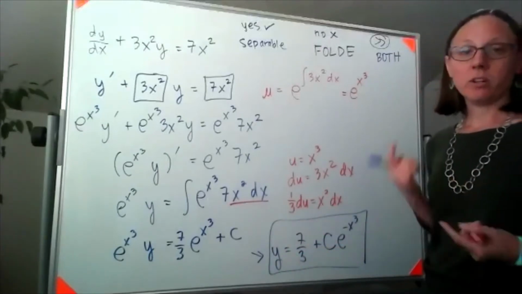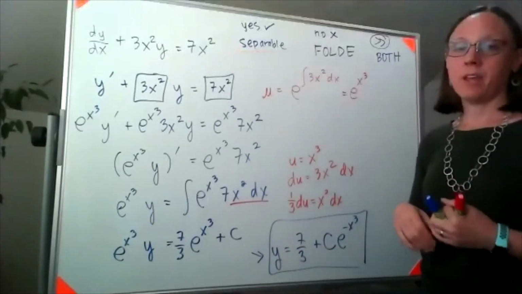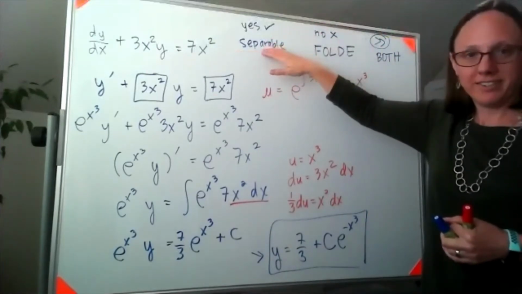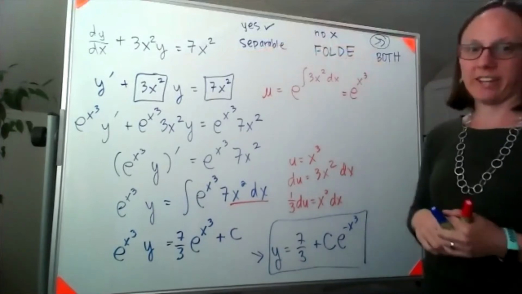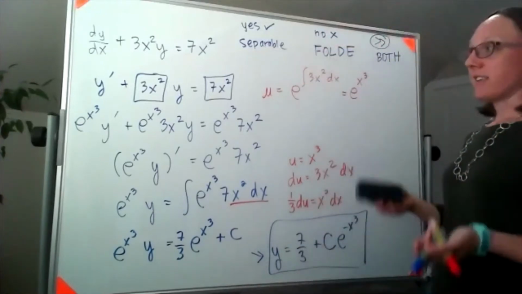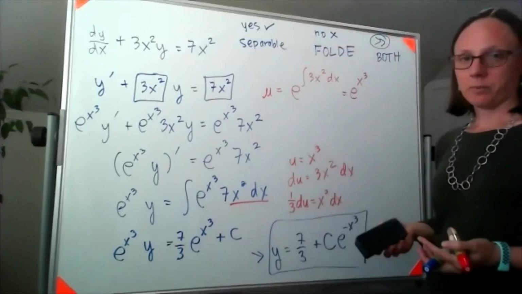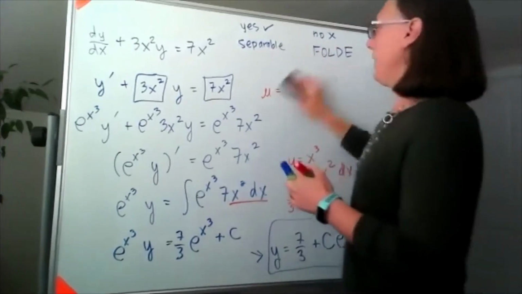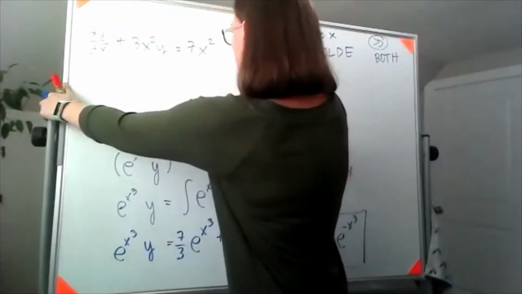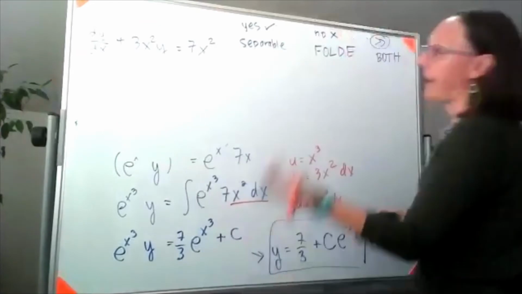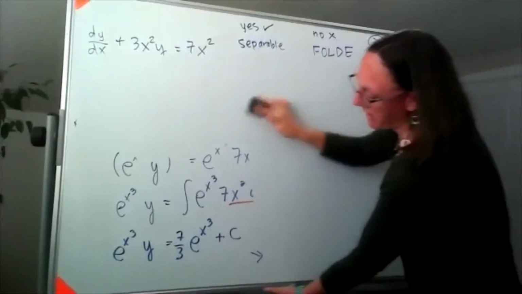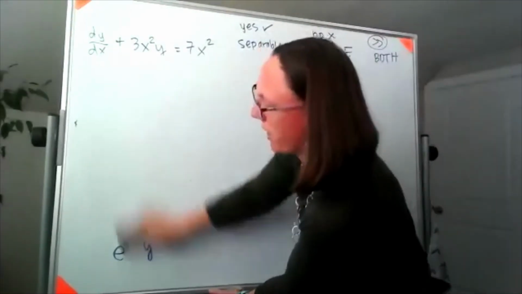But what if you looked at this original problem and actually saw it as separable instead of first order linear? If we saw this as separable, then the idea would be to get the dy dx part by itself and have everything else look like some function of x times some function of y.